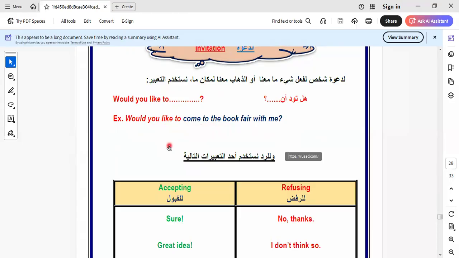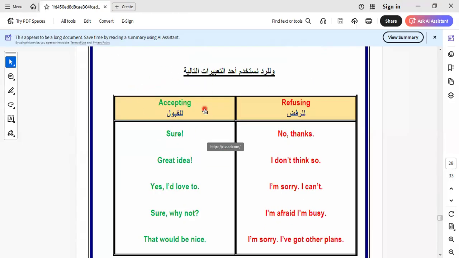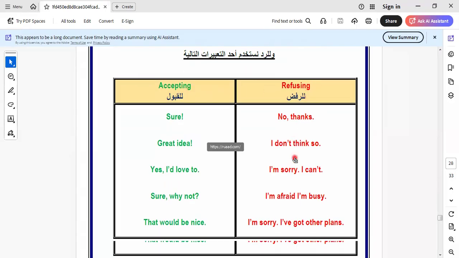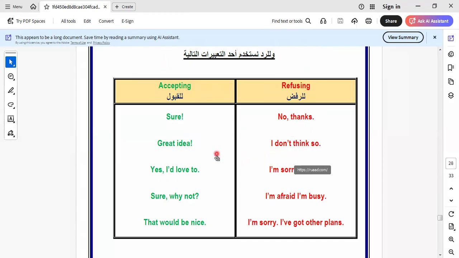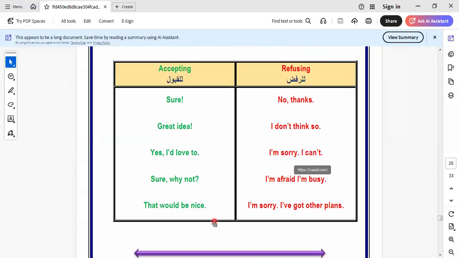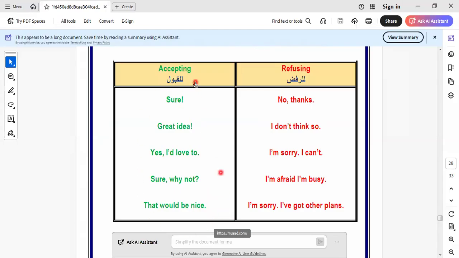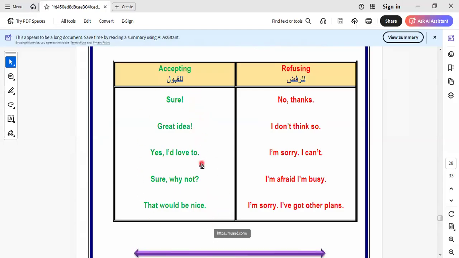All these are called invitations. Here we have polite accepting and polite refusing. Let's know the difference between these cases. When I want to accept this invitation, I say sure, good, great idea, I would love to, sure, why not, that would be nice. So this describes accepting the invitation that you invite me for.